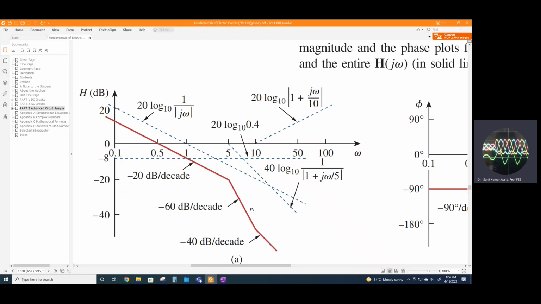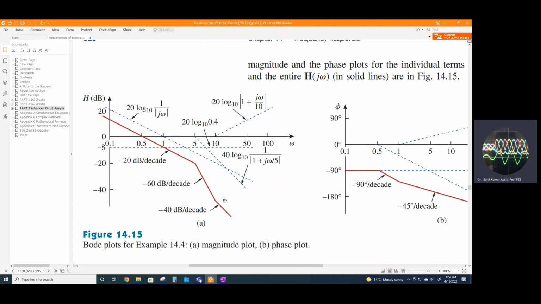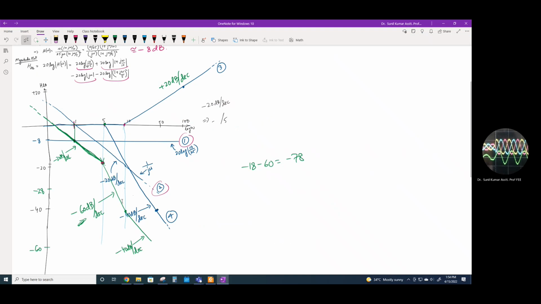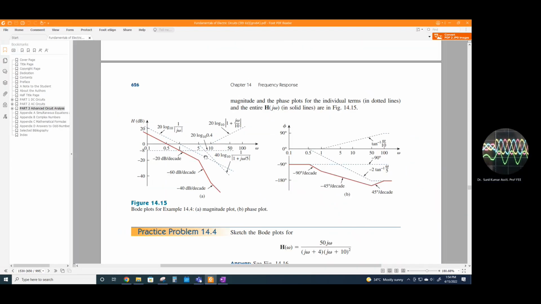Let's verify the answer. Okay, so this is the magnitude plot here. So at omega equals 5, the slope changes to minus 60, and at 10, it changes to minus 40. This is what we have done.